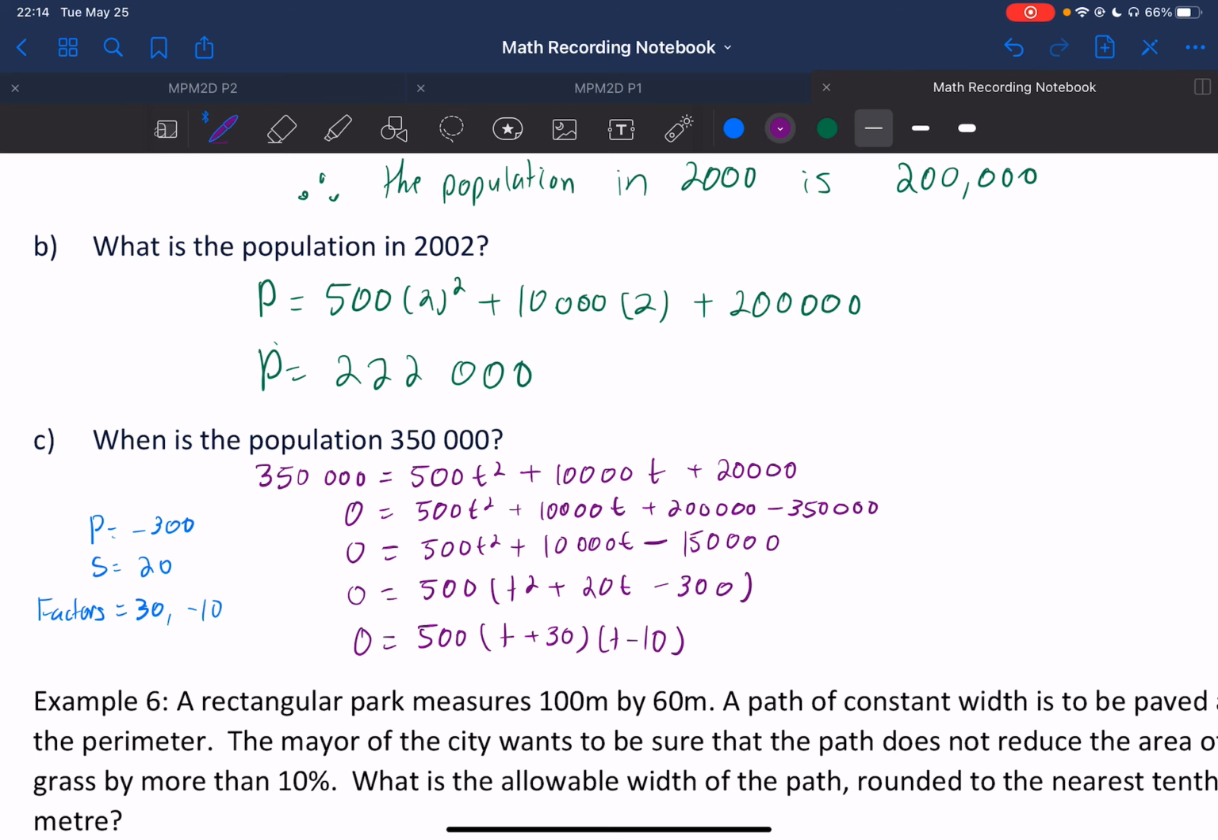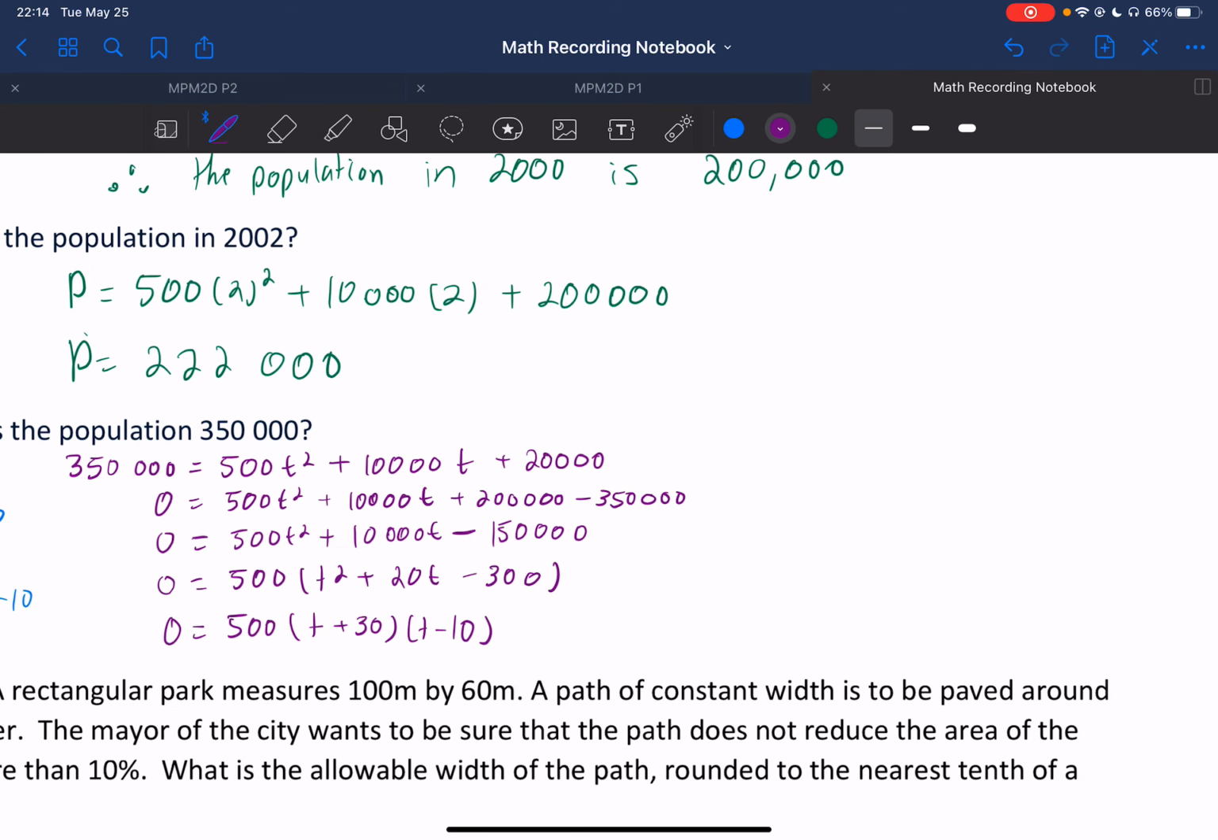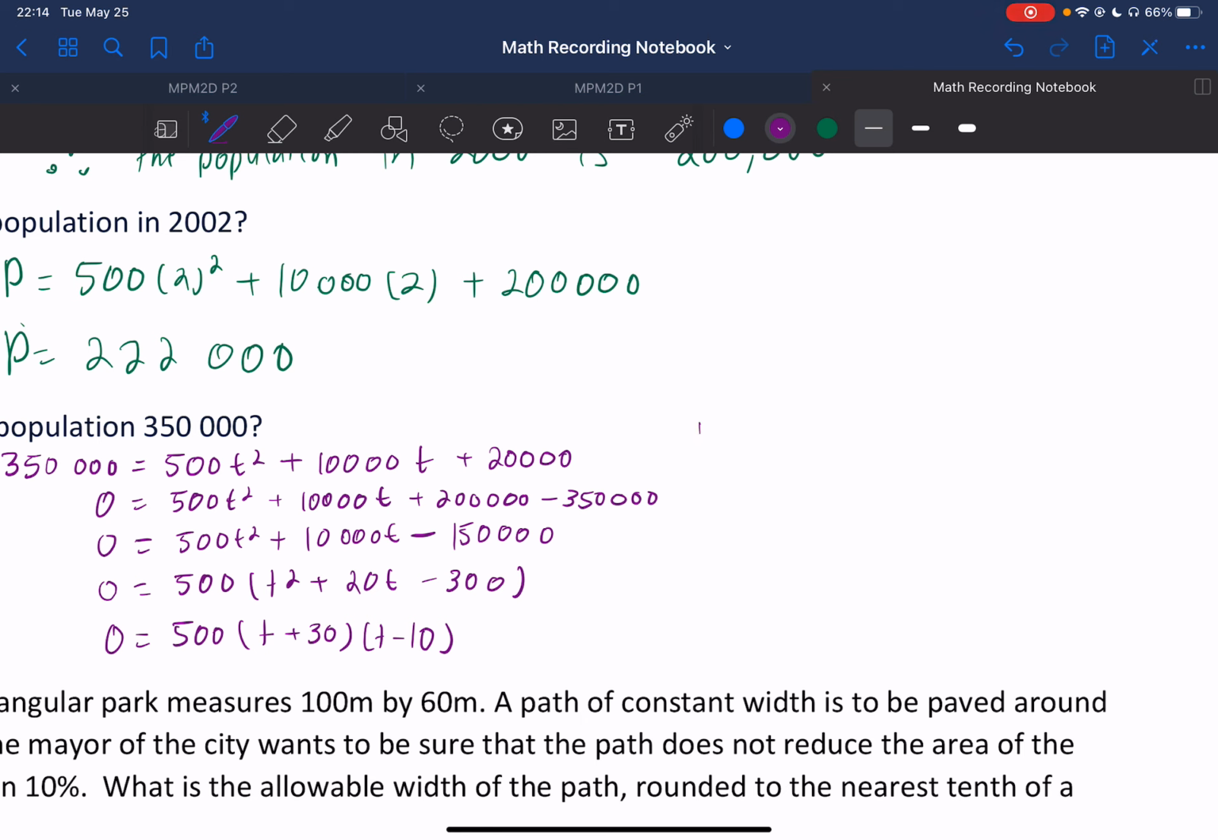What we're going to do now is find our zeros. We're going to make each bracket equal to 0 to get T plus 30 equals 0, so negative 30 equals T. And on our other side, we have 0 equals T minus 10, so T equals plus 10. So if we have these as our two T's, these can correspond into years.